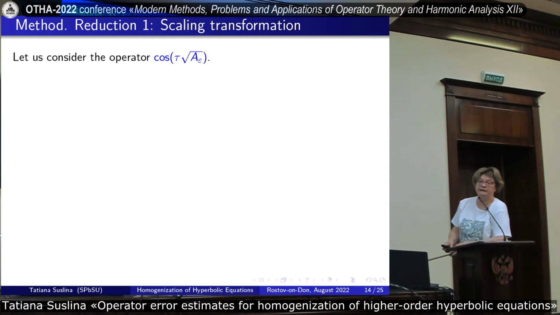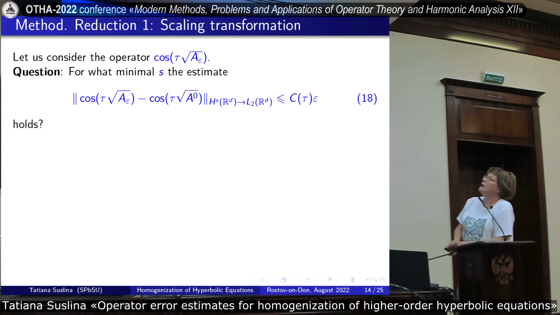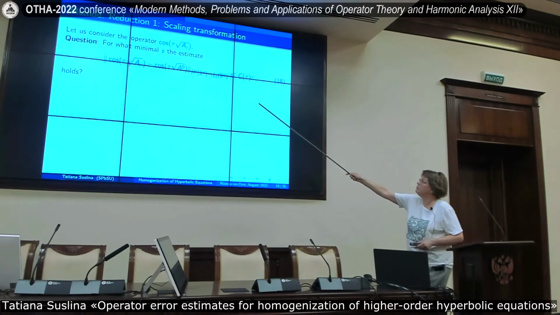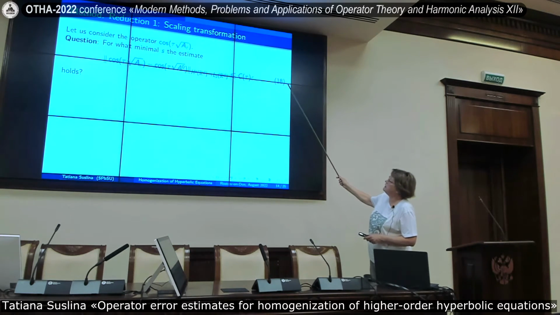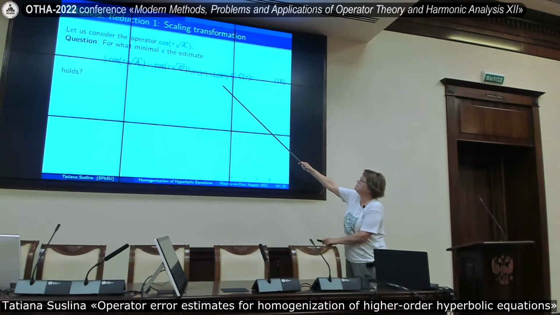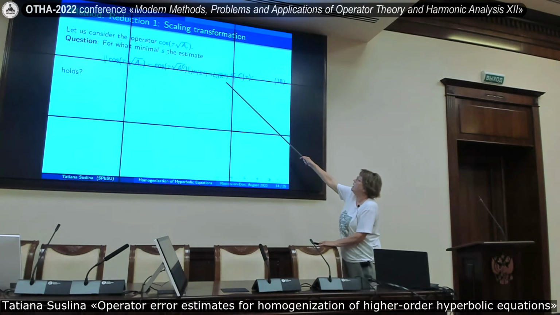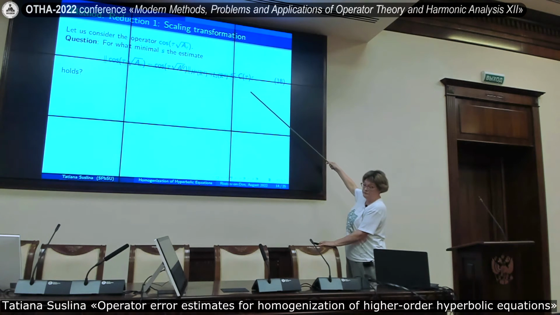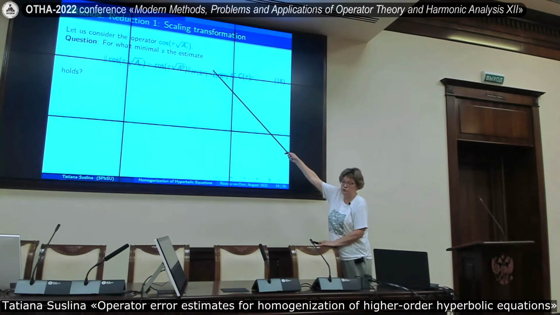Now let us briefly discuss the method. It's an operator theoretic method. It is based on the scaling transformation, the Floquet-Bloch theory, and the analytic perturbation theory. And I will explain the method for the operator cosine. So we ask a question. For what minimal s does estimate 18 hold? It's an estimate in the norm from H^s to L2, and we wish to have the first power of epsilon on the right. What s should we take?